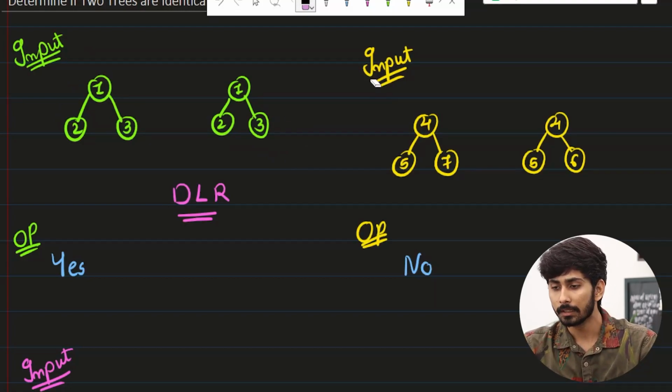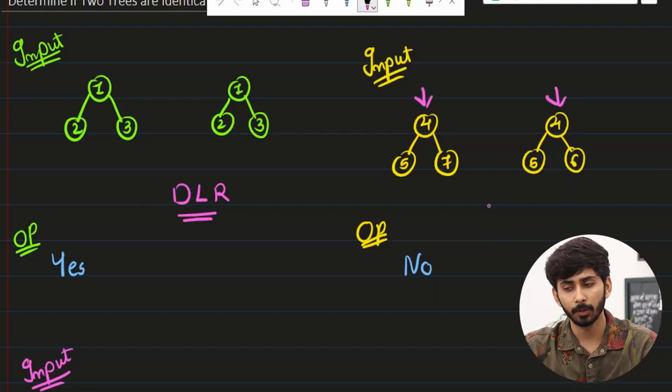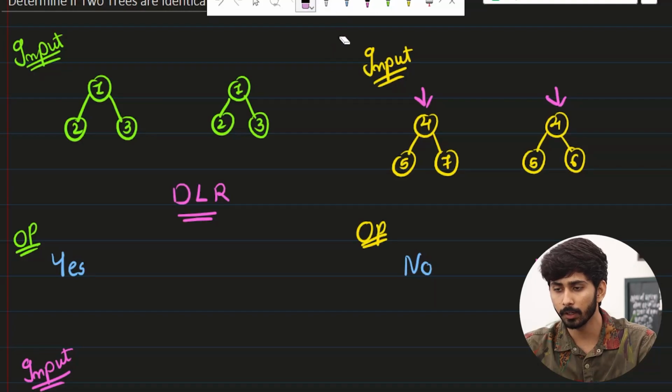Okay, so now here comes the second test case. Okay, again doing the same process. This is your first pointer, this is your second pointer, right? So first of all, compare the values. Is 4 equivalent to 4? Yes, absolutely it is equivalent to 4, right? So what I'll be doing, I will be making a call towards the left subtree. Okay, making a call towards the left subtree.